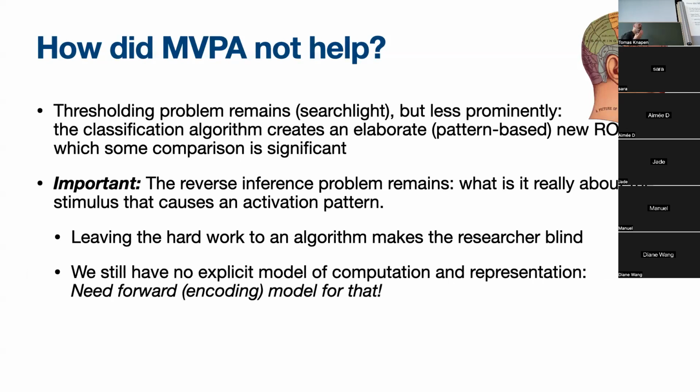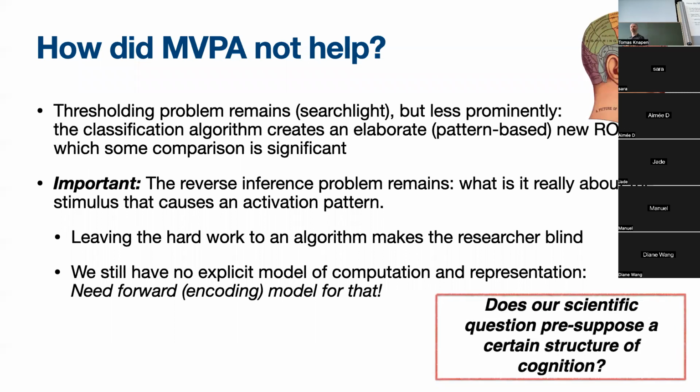And so one solution to this problem of remaining blind is to do more of the heavy lifting yourself, to create an explicit model of how the brain produces its responses and thereby patterns. That gives you not just an explicit model of computation that you can compare, but you can then really get a handle on how the brain represents information. We'll talk more about that in one of the next encoding model lectures.